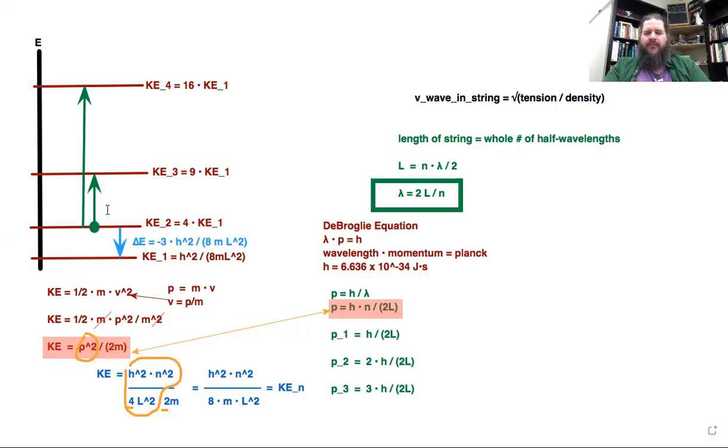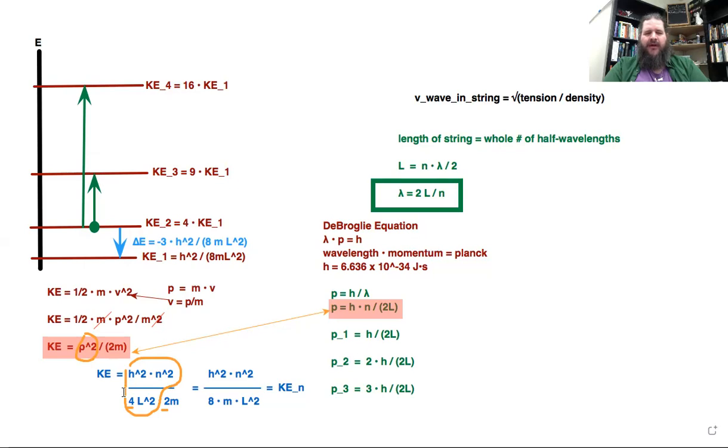So you can use a diagram like this to rapidly figure out, as long as each energy level is clearly labeled, how much energy has to be added to jump up to a higher energy level, or how much energy has to be lost to drop down to a lower energy level. And that energy gained or lost has to match the energy of the photon that's absorbed or emitted. So a chart like this can be very useful.